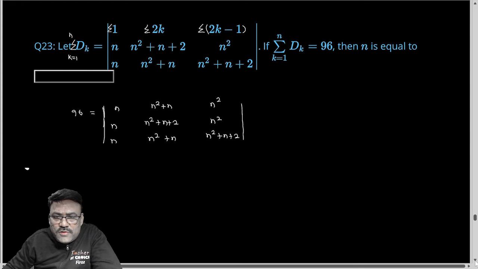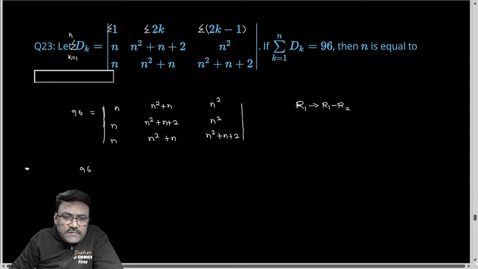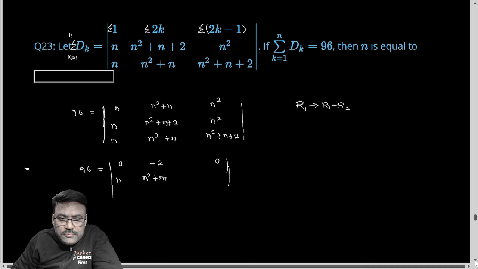Now from the first row, if I subtract the second row, this becomes 96 equals the row 0, minus 2, 0. And here I'm leaving it as it is: n square plus n plus 2, n square, n square plus n, n square plus n plus 2.